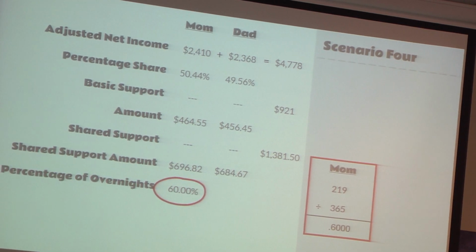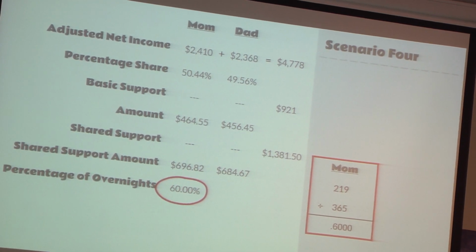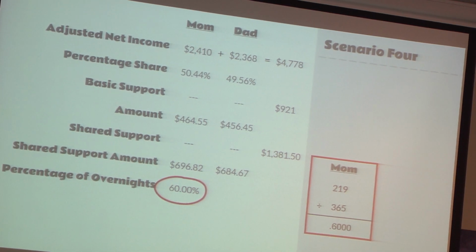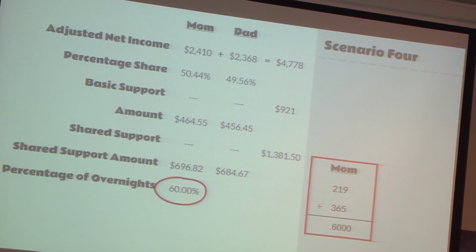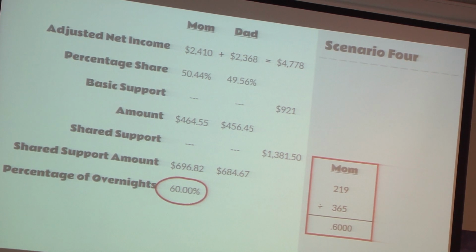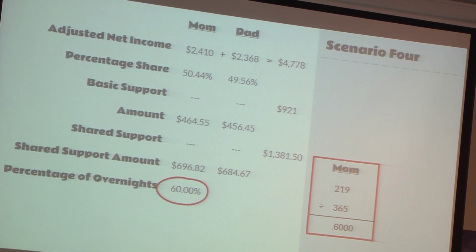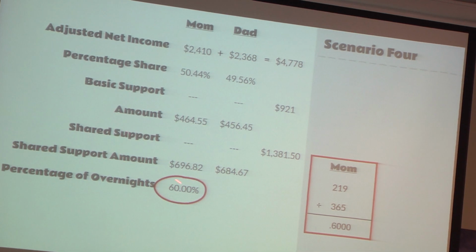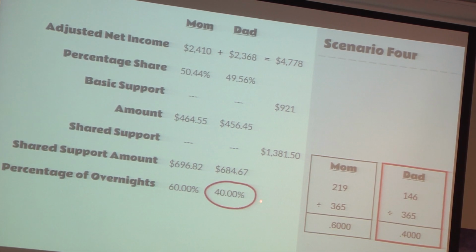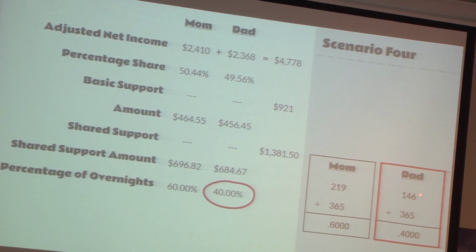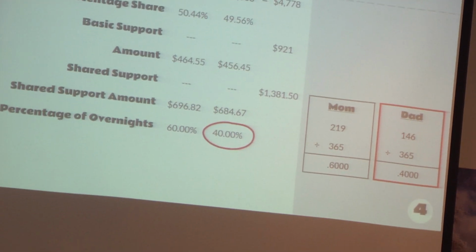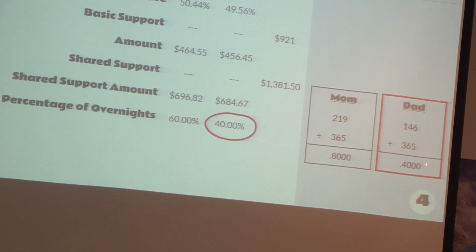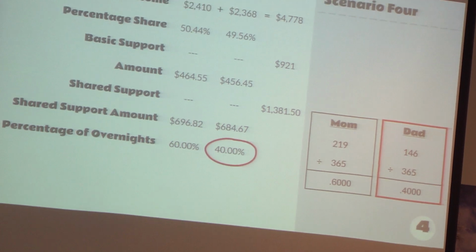Now we need to figure out what percentage of time each parent has. In this scenario, it's really easy, right? I'm saying he's got 146, that's exactly 40% of the time. But in your cases, it's probably not going to be that perfect. So you're going to have to take the number of overnights mom has, divided by the number of overnights in an entire year, and figure out your percentage. I've done that here for mom, and here for dad. All I'm doing is taking the number of overnights he's exercising, dividing it by the total number of days in the year, and figuring out the percentages.